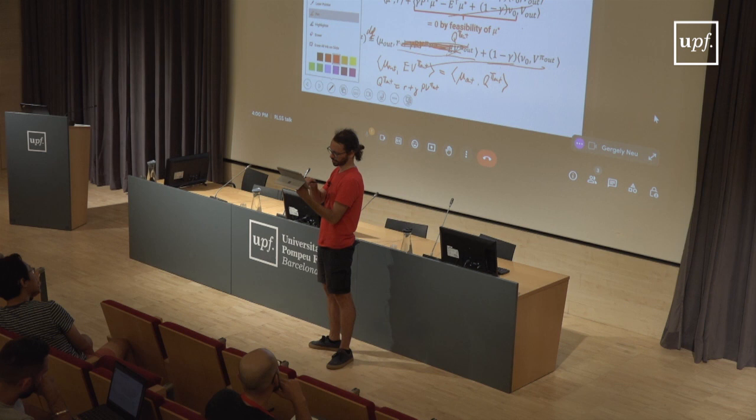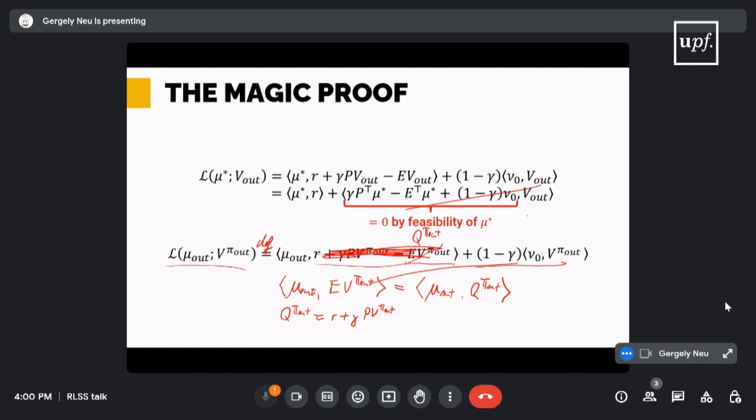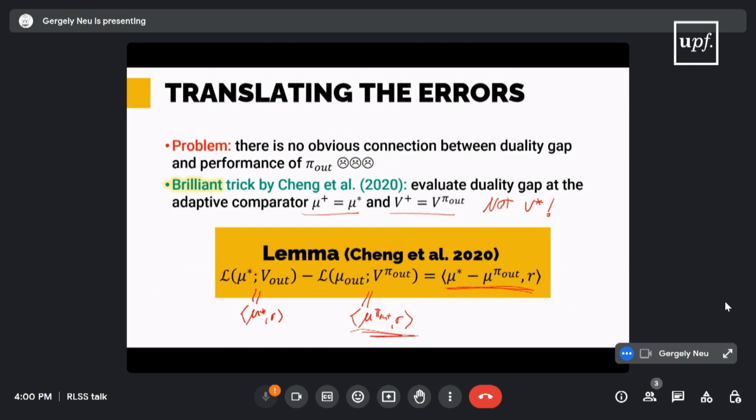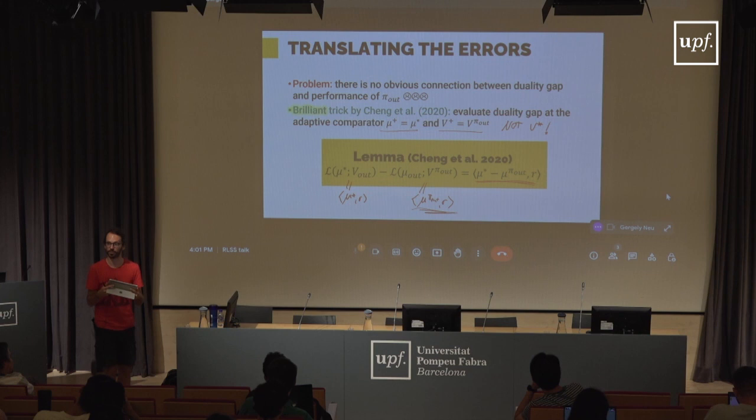So then what can be shown is that this entire first term is zero because of the Bellman equations, because of my clever choice of comparator. And the second term is really just the average reward of my optimal policy, just the value function of the output policy evaluated at the initial state distribution, which is exactly what I want to maximize. This is what concludes this proof, that shows that the duality gap evaluated at this very curiously chosen comparator point exactly equals the suboptimality gap of the policy that I achieve at the end of the day.